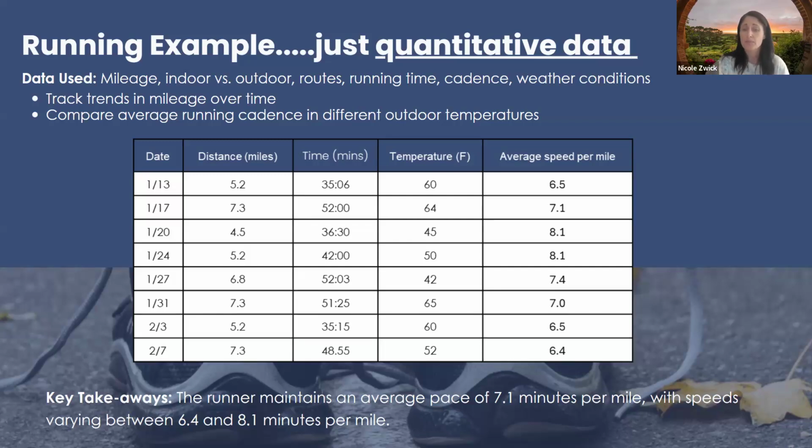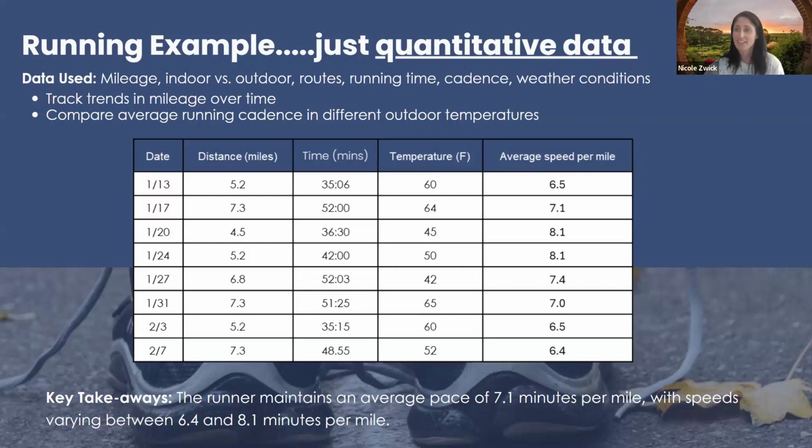And the average pace per week or month. So one key takeaway we could get from this, if we're looking at the quantitative side of this, is the runner's average speed is 7.1 minute miles with the speeds ranging from 6.4 to 8.1, which is very fast compared to my running. My running is much, much slower.